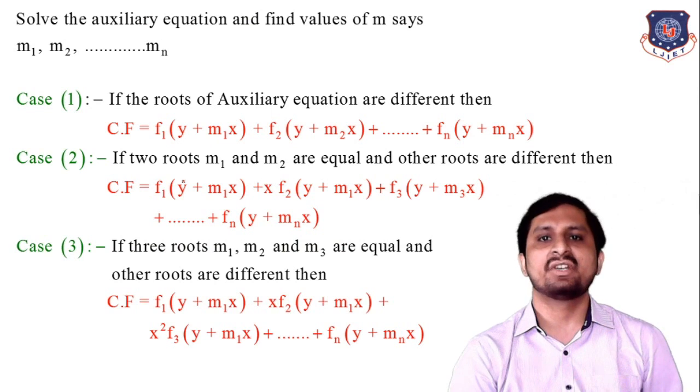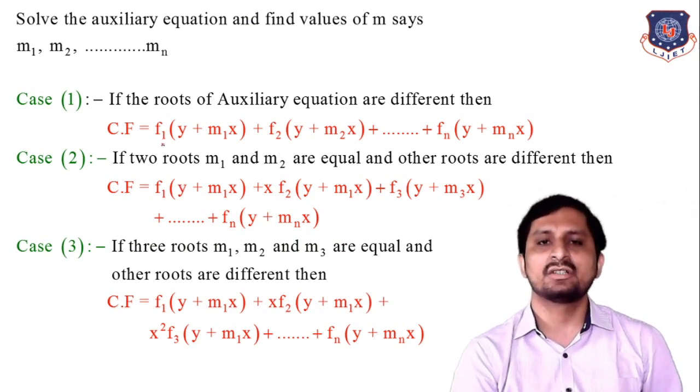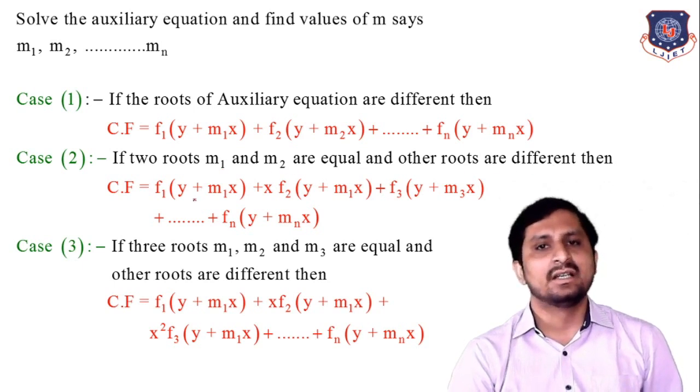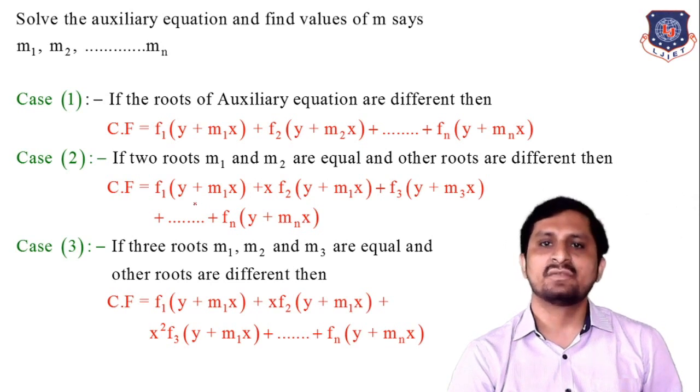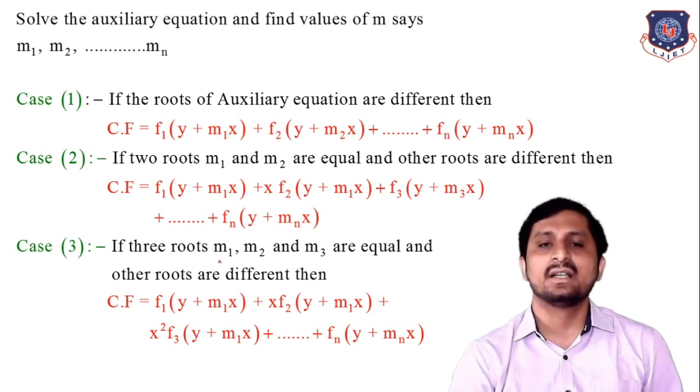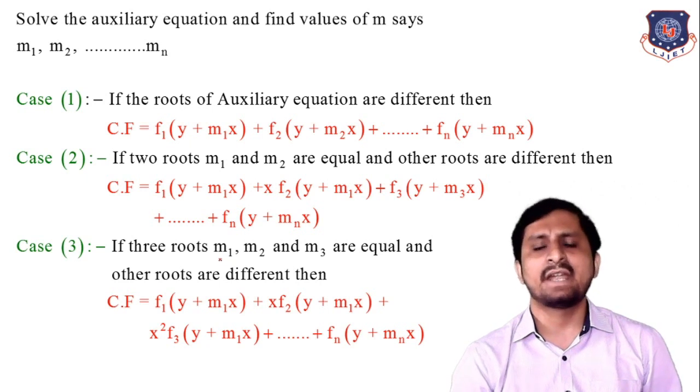If the roots of the auxiliary equation are different, then the complementary function is f1(y + m1x) + f2(y + m2x) + ... up to fn(y + mnx). If two roots m1 and m2 are equal and other roots are different, then the complementary function is f1(y + m1x) + x f2(y + m1x), and the other roots are distinct, so you can write them as they are. If three roots are equal, then the complementary function is f1(y + m1x) + x f2(y + m1x) + x square f3(y + m1x), and from m4 all roots are different, so you can write them as they are.